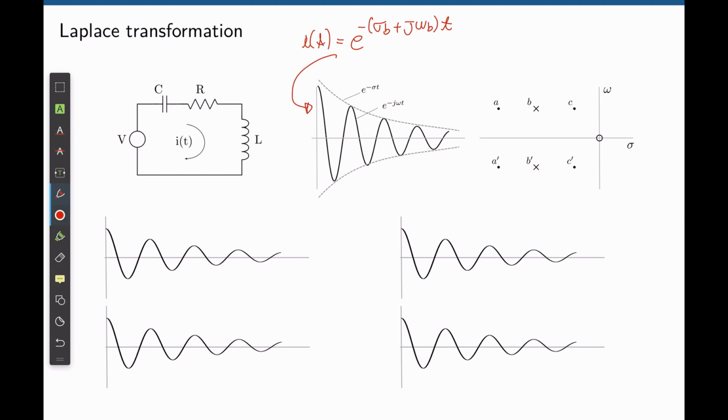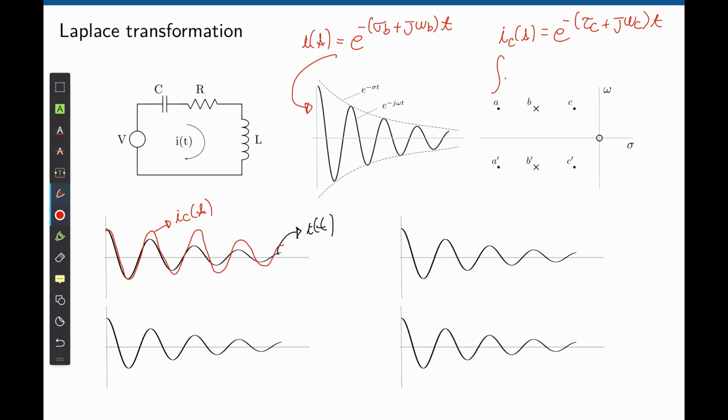If you select point C, we can create a signal I_C of t as follows. At point C, the signal will have the same frequency as B, but the magnitude of the exponential component of C will be smaller than that of B. That means that I_C, the signal that we create with point C, will decay slower than the actual signal I of t. If you now plot I of t and I_C of t, we'll see a signal with the same frequency, but this signal will decay slower.